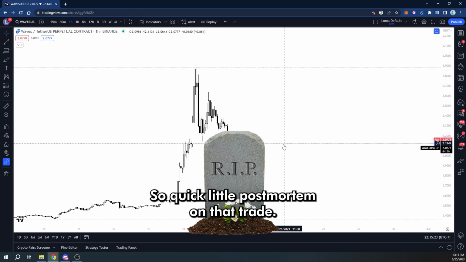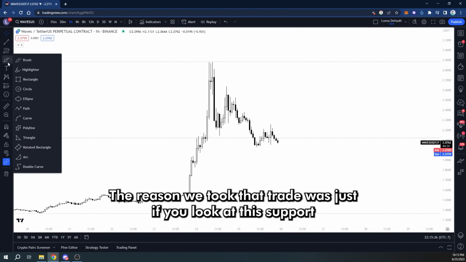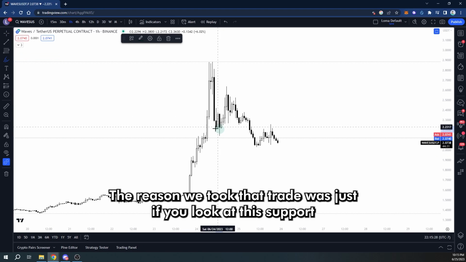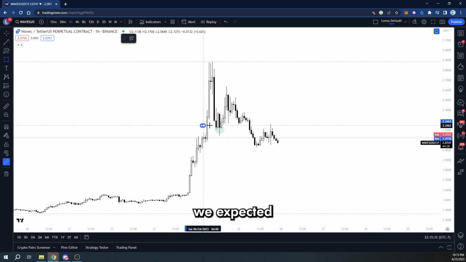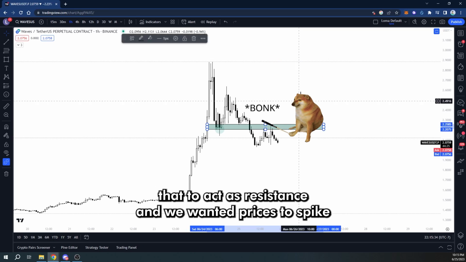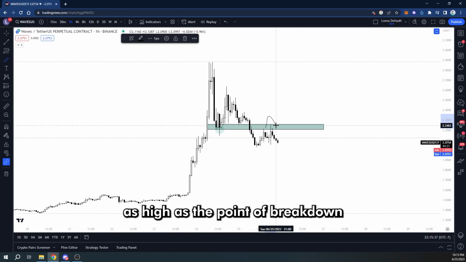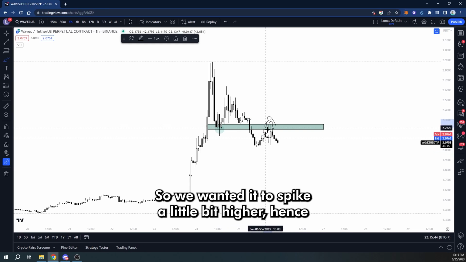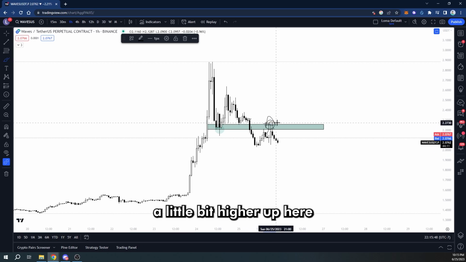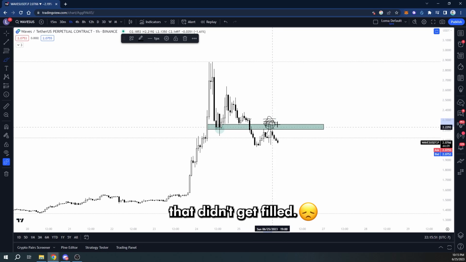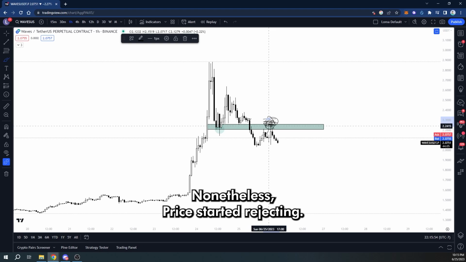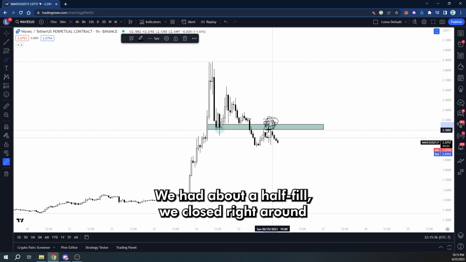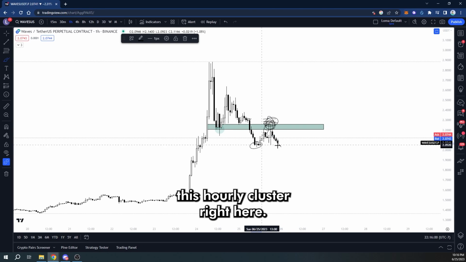Alright, so quick little post-mortem on that trade. Reason we took that trade was just, if you look at this support right here, we expected that to act as resistance, and we wanted prices to spike as high as the point of breakdown, which is just this 230-ish area right here. So we wanted it to spike a little bit higher, hence why we had asked a little bit higher up here that didn't get filled. Nonetheless, price started rejecting. We had about a half fill. We closed right around this hourly cluster right here.